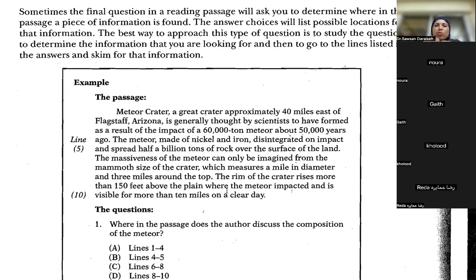Guys, you shouldn't memorize really here, and you have to form a general understanding. Okay. And then let's take a look after we're done at the questions and see what we should focus on here. The rim of the crater rises more than 150 feet.